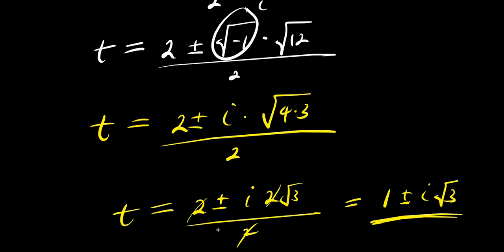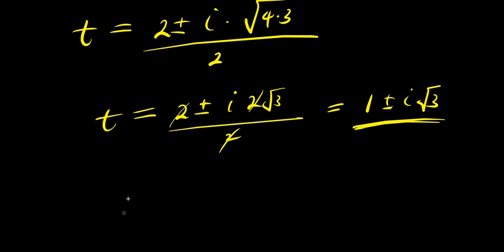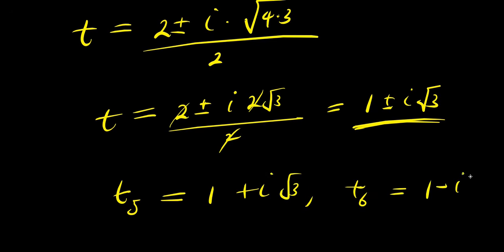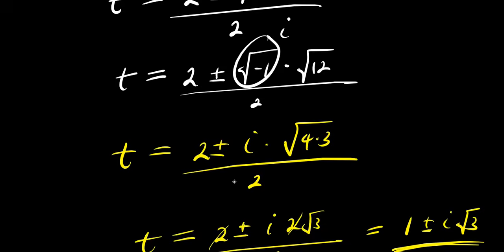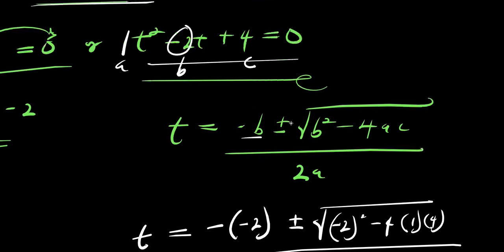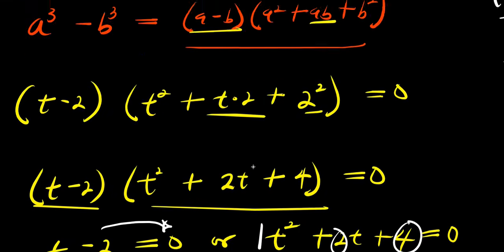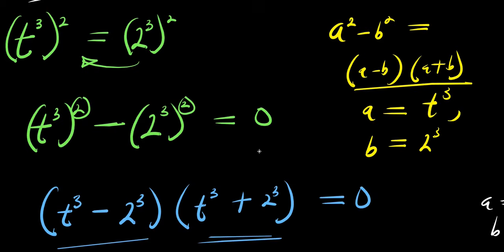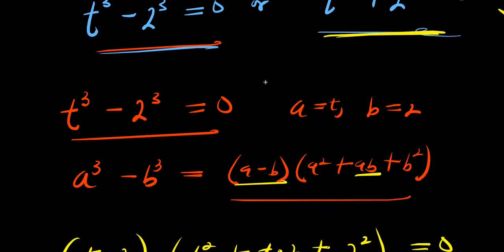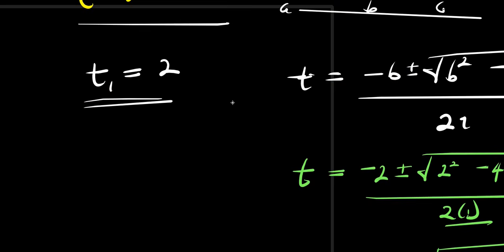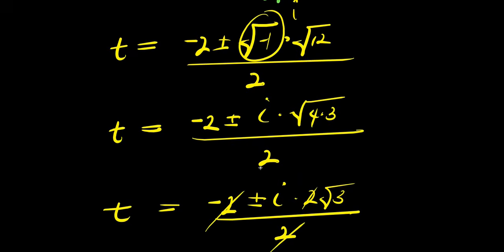So we have two other complex values. So this will be t5 and t6. You have t5 equals 1 plus i root 3 and t6 equals 1 minus i root 3. So those are the 6 solutions: 2 real solutions and 4 complex solutions. The real solutions are positive 2 and negative 2, while we have the other complex solutions.